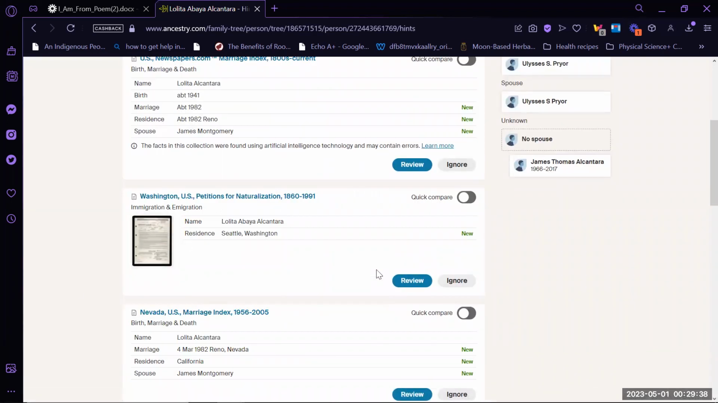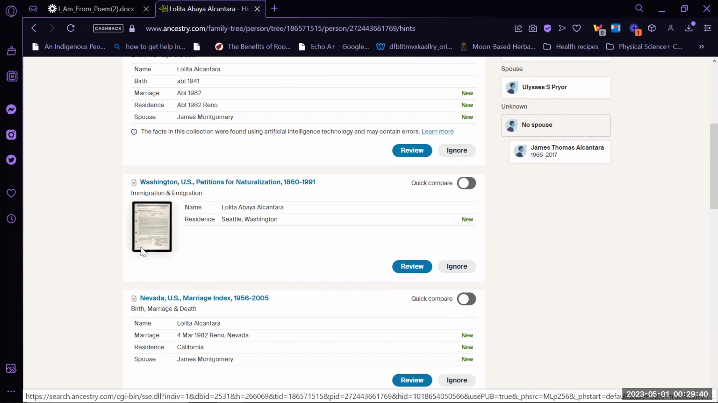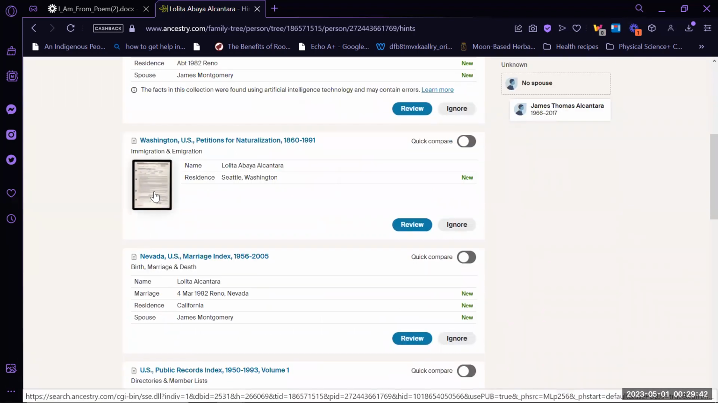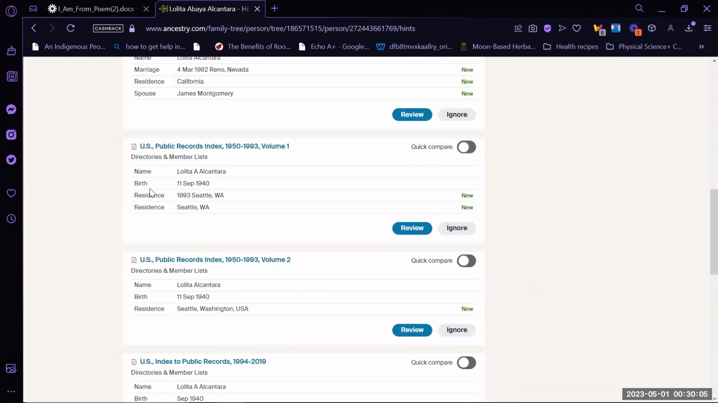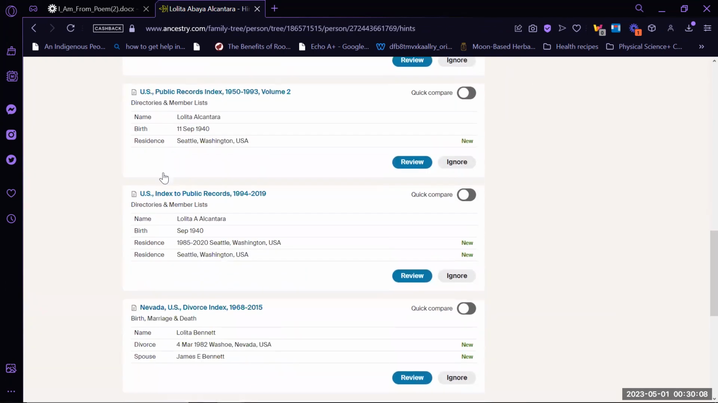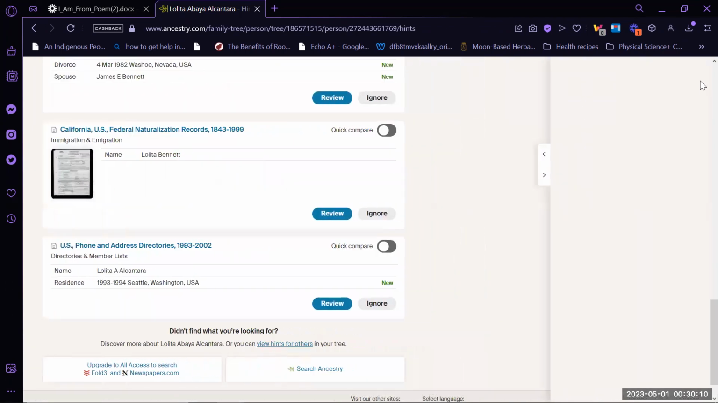Today, what I'm doing is looking at her naturalization papers. Naturalization papers is just a document that shows your naturalization to the US. My grandma was not born in the US. I'm just going to click on this document to show you certain information that you can pull from there. Actually, I'll scroll down and get the California one.